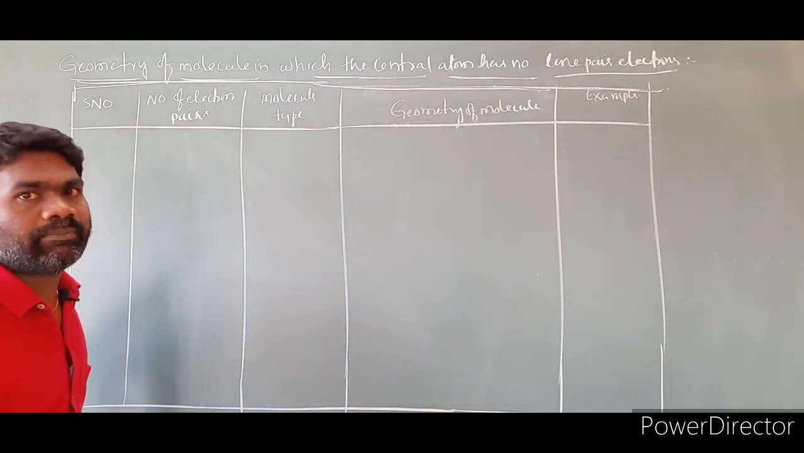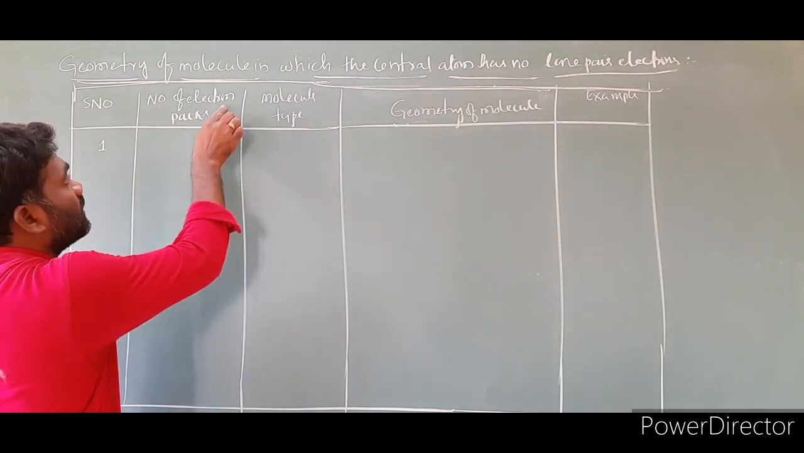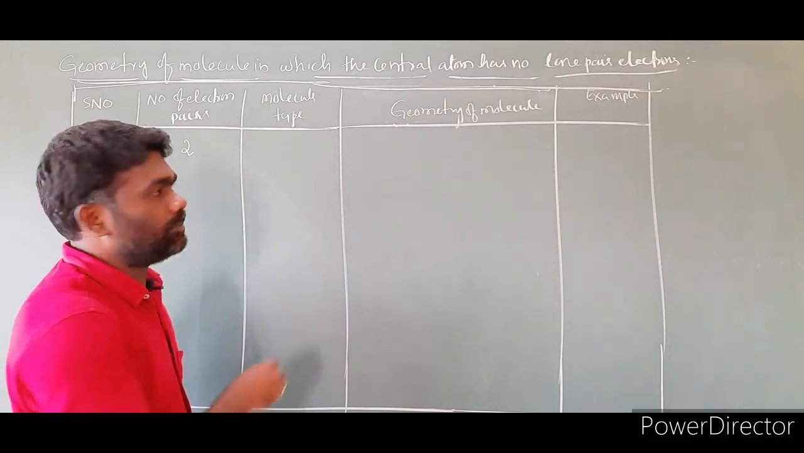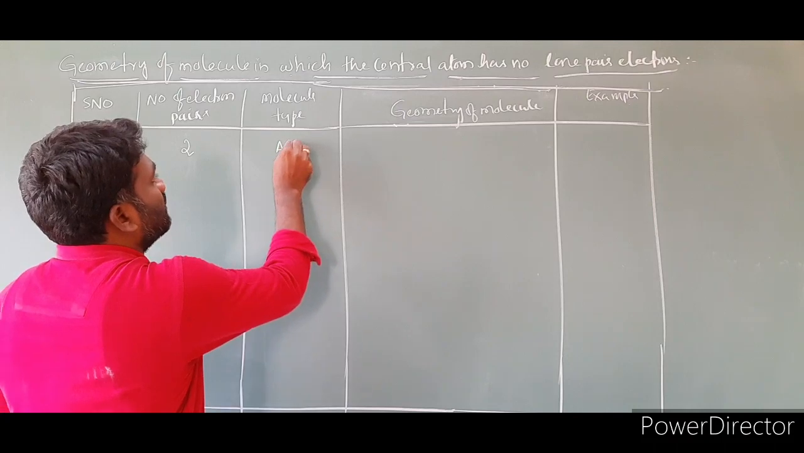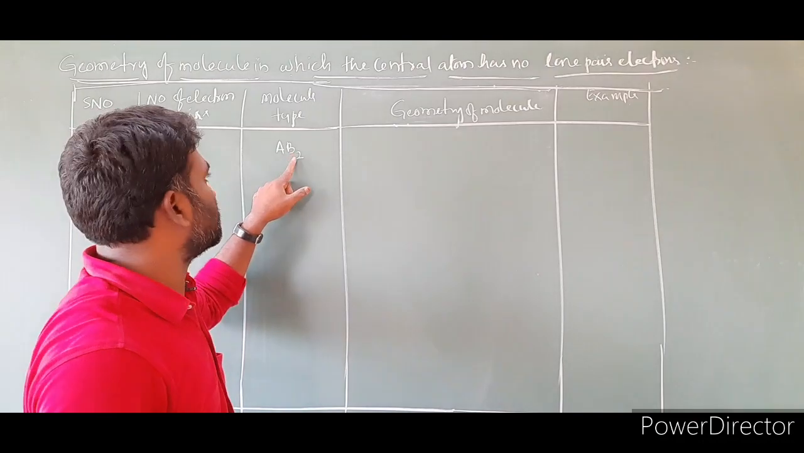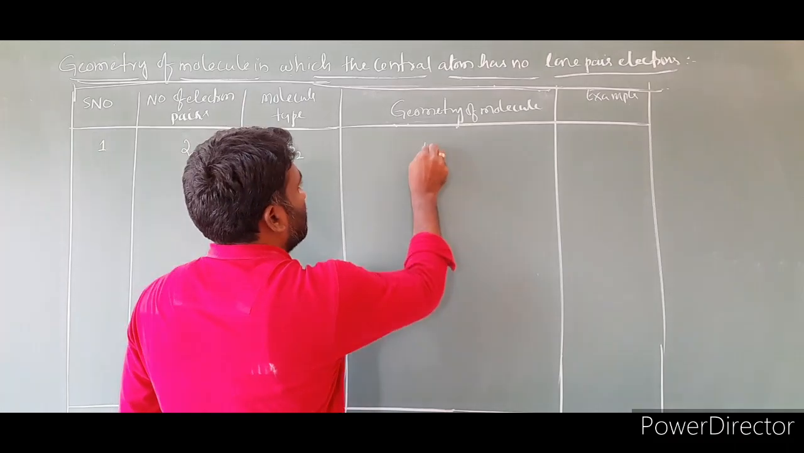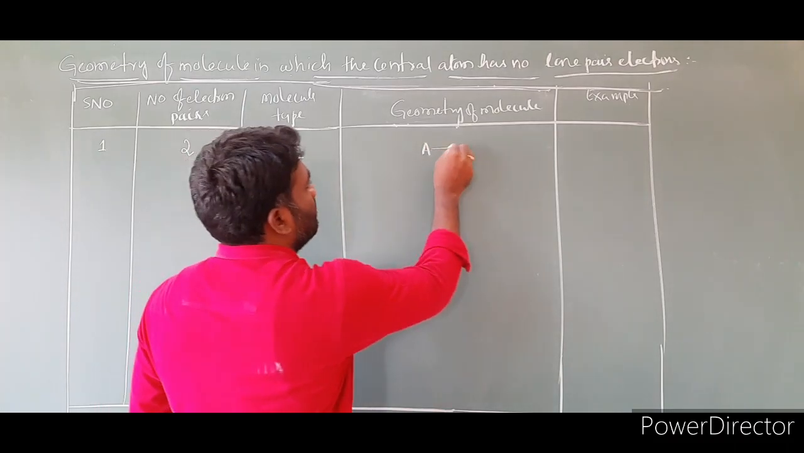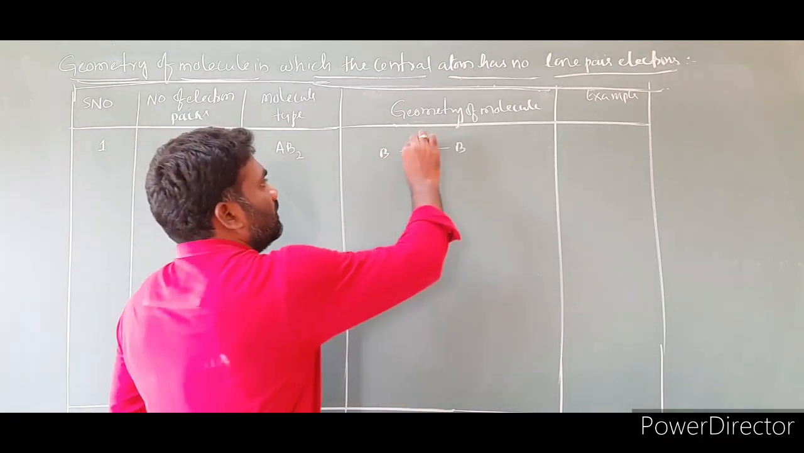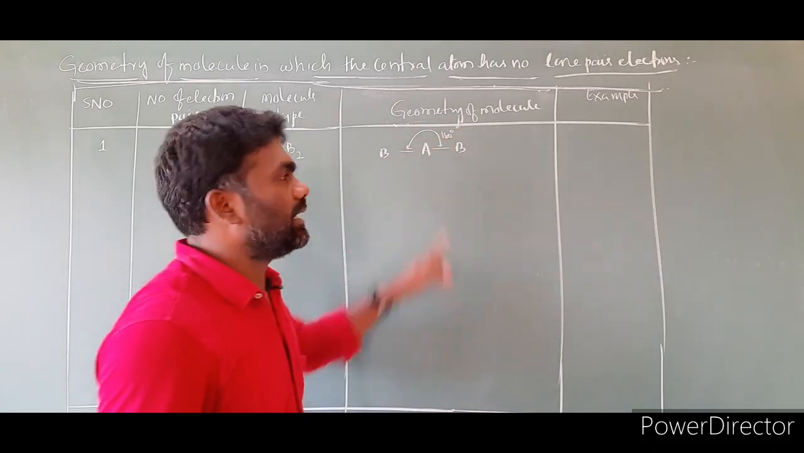Now let us discuss examples one by one. First, serial number 1: the number of electron pairs I am taking as 2. If the molecule contains 2 electron pairs, both must be bond pairs. I am labeling the molecule as AB2, where A is the central atom and B is bonded to A. First we arrange A at the center, and the 2 B's are bonded like this. The bond angle in this case is 180 degrees.